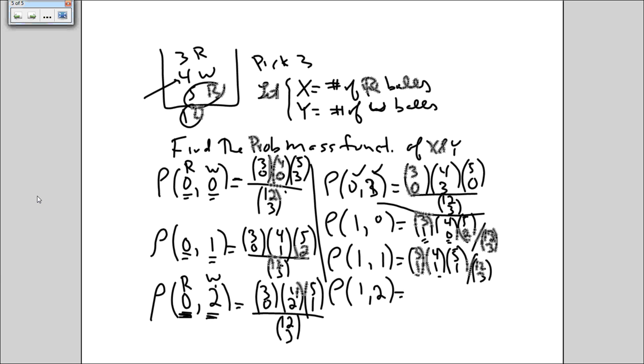And here, from the 3 reds, we pick 1. From the 4 whites, we pick 2. We've already picked 3 balls. So from the 5 blues, we take none. And this gets divided by 12, choose 3. There's a reason I want all of these on the board, so let's put it up. There's a couple more.